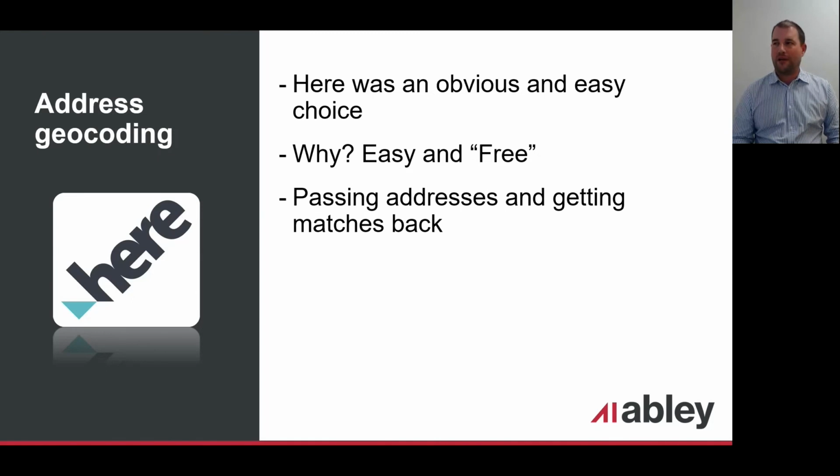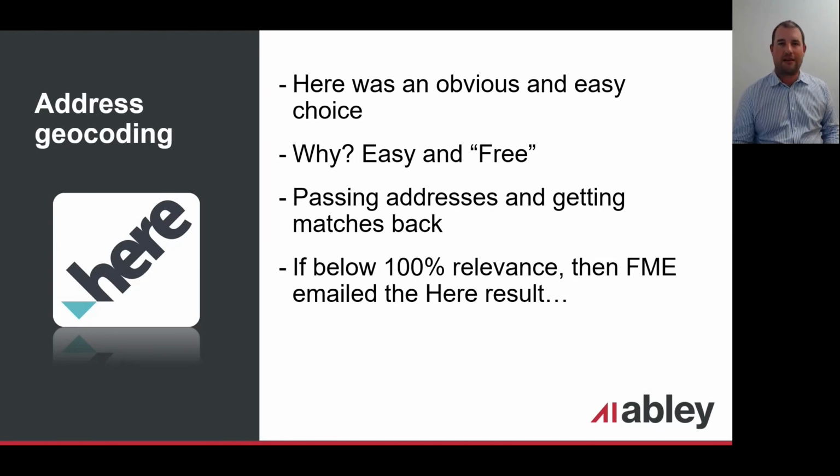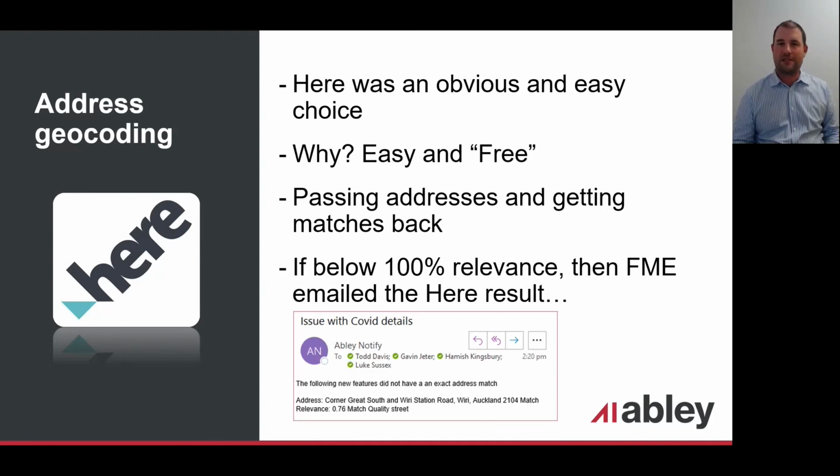And also we could pass in addresses, get those matches back, and the address doesn't need to be accurate that you provide through to HERE. It can figure out where things are and put them back to you. And if they were below 100% in terms of their relevance, so HERE was saying it's not 100% match, then we'd get an email about it.